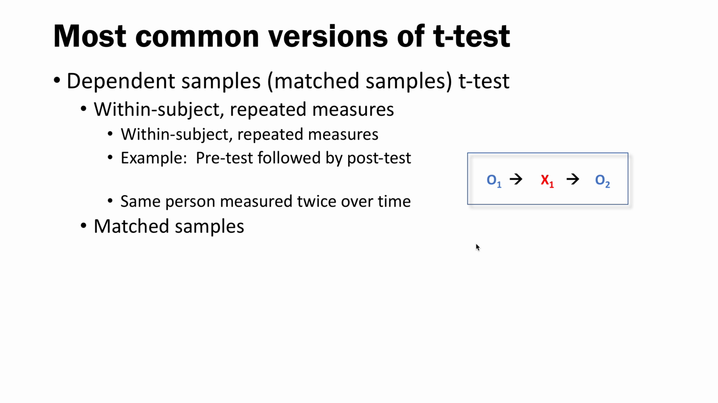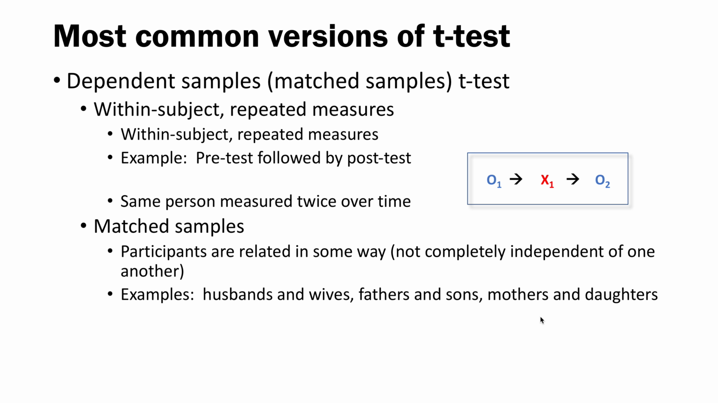And the other is a matched samples. And in matched samples, you have participants that are related in some way. They're not completely independent of one another. And examples would be husbands and wives, fathers and sons, mothers and daughters. And then you pair them together, give them the outcome measure, and you're looking for differences between the two scores. So if I was paired with my mother, for example, and we were both completing a survey, she would get a score on the survey, I would get a score on the survey, and it's the difference that would ultimately become the data for the analysis.